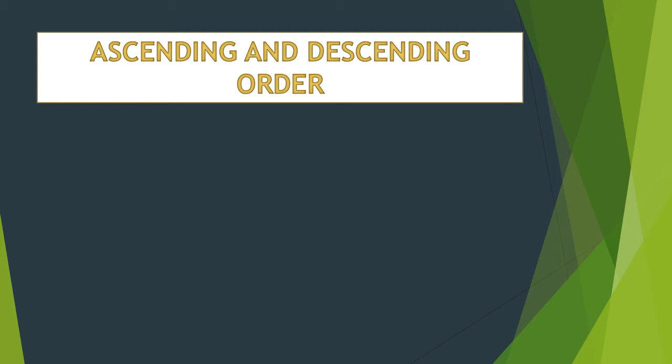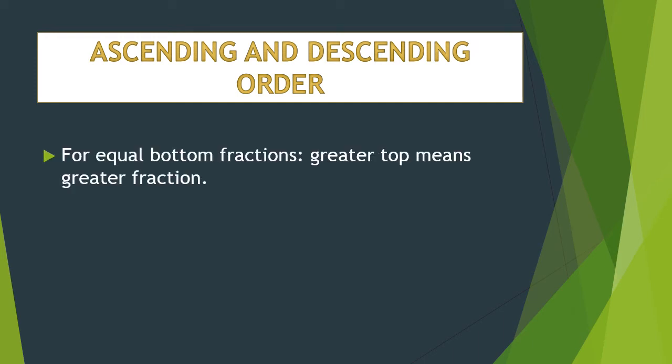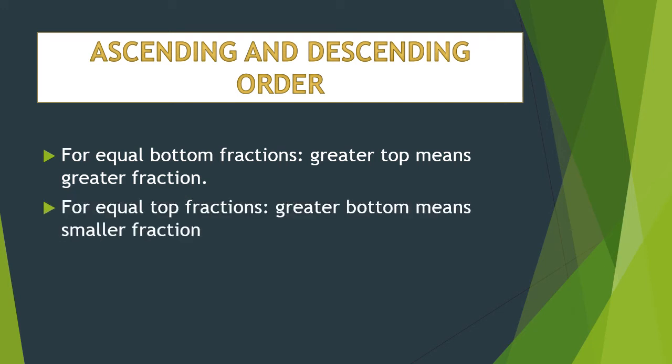The first rule is for equal bottom fractions, greater top means greater fraction. That means if the numerators of the given fractions are unequal and the denominators are all equal, then the greater numerator gives the greatest fraction. Second rule, for equal top fractions, greater bottom means smaller fraction. That means if all the numerators are same and the denominators are different, the greater the denominator, the smaller is the fraction.